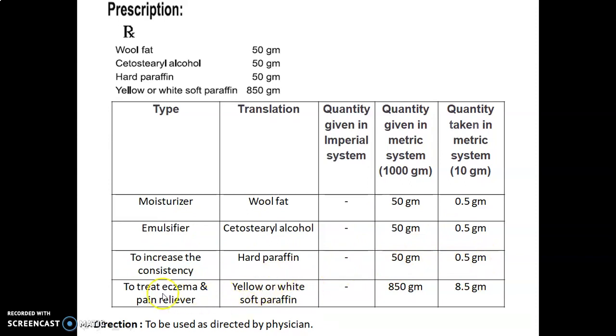Again, yellow or white soft paraffin is used to treat eczema, where eczema means inflammation or swelling, edema, and as a pain reliever. Quantity given is 850 gram, so the taken quantity should be 8.5 gram. Direction: to be used as directed by the physician.